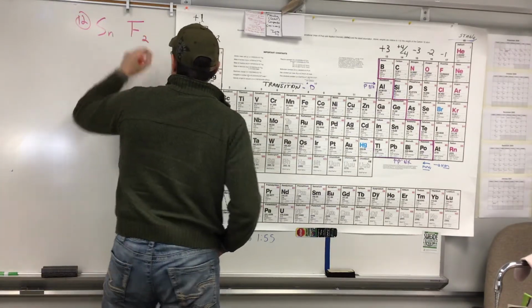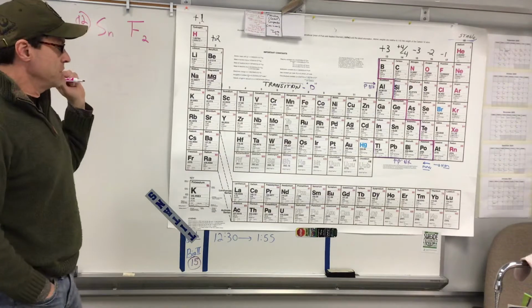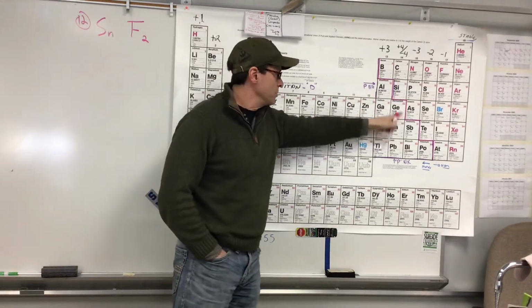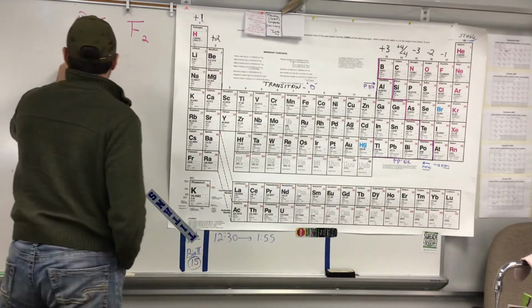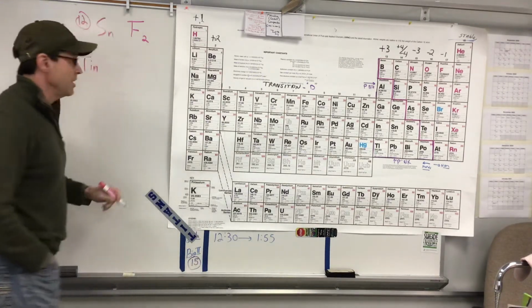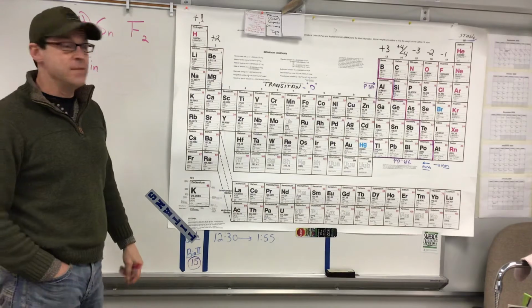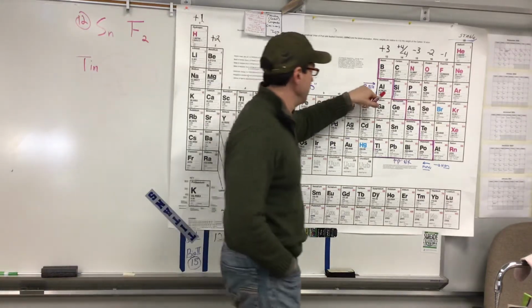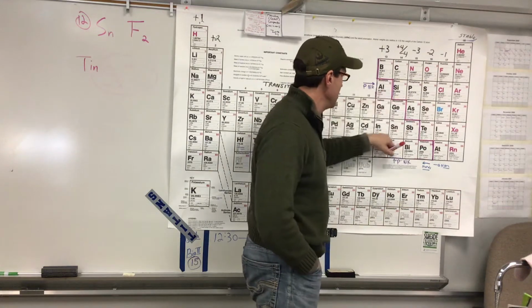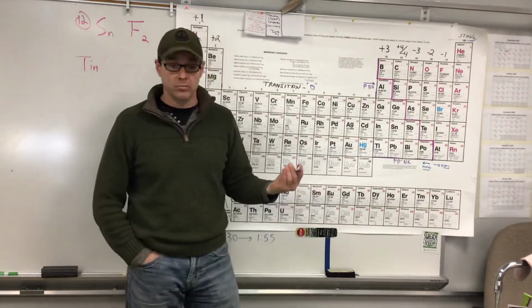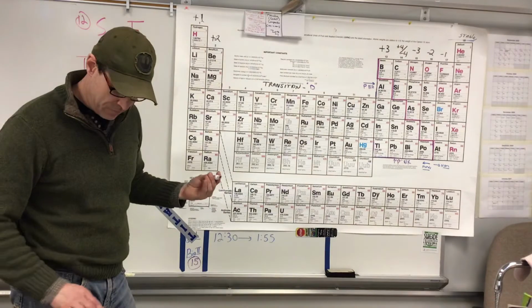Okay, so we ask ourselves, is Sn on this side of the stair step? Yes, it is. It's right here, on this side of the stair step. That's 10. So write the cations, 10. Is 10 a D block or a P block? It is a P block. It's right in this part. Remember the P block models. So it's going to have a Roman numeral, yes or no? Yes, it is.